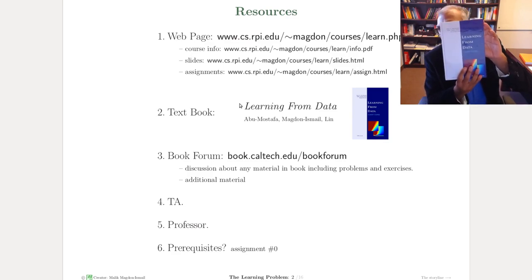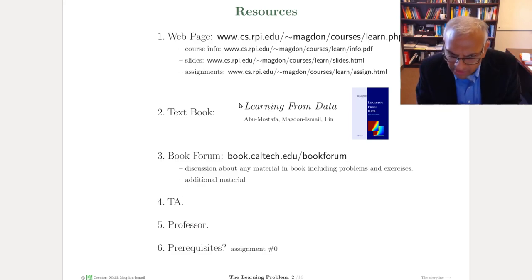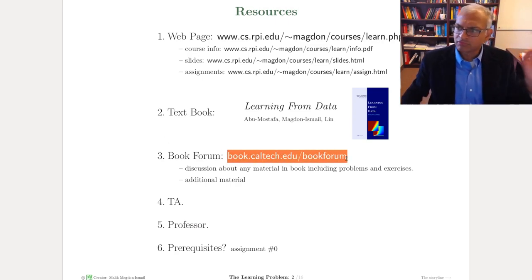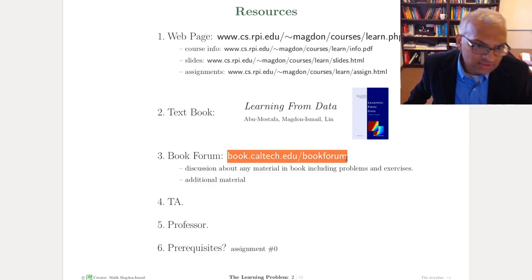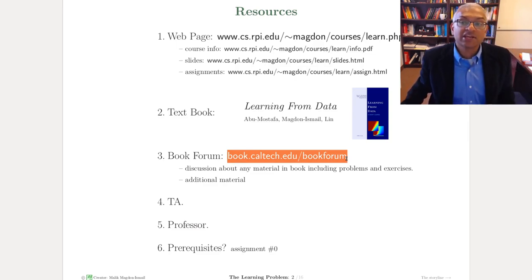Okay, so this is what it looks like. If you've gotten yourself a copy of the book, I highly recommend it. We're going to be covering the first five chapters in the book, and then we'll move from the book to the e-chapters, which are freely available online at the book forum. Okay, so the book forum serves two purposes. The first is that that's where you can find the free e-chapters dealing with more advanced topics and techniques that we will introduce later on in the course.